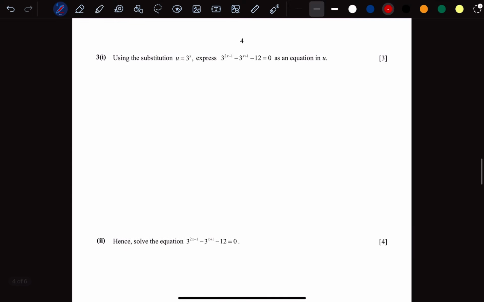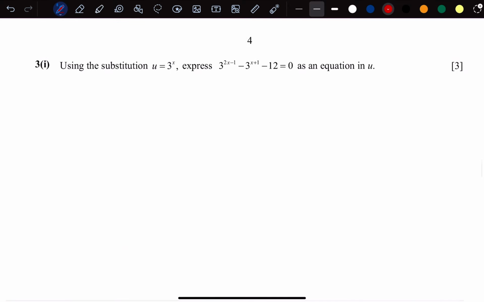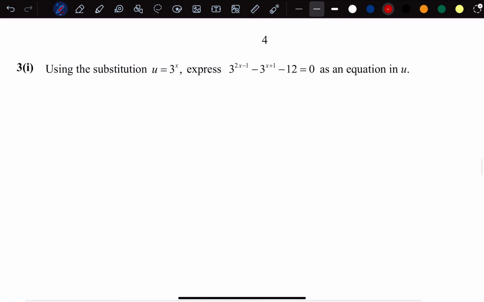Question 3, using the substitution, you are given the substitution already. What you need to do is to extract out the 3 to the power x from these expressions here. So let's try to do so. From here, I see that I have 3 to the power 2x times 3 to the power negative 1 minus 3 to the power x times 3 to the power 1, this is your laws of indices, minus 12 equals 0.